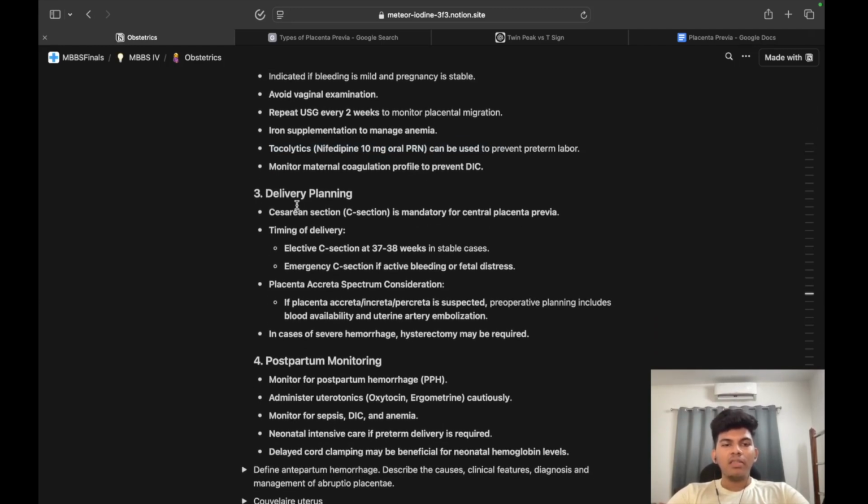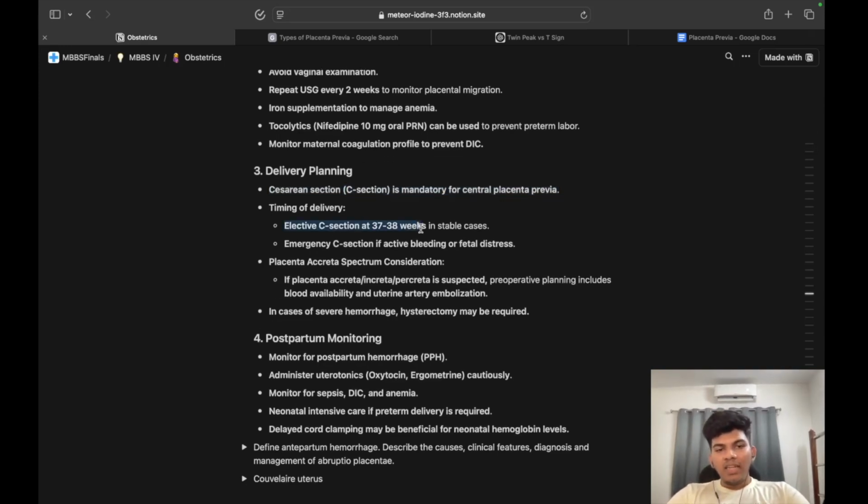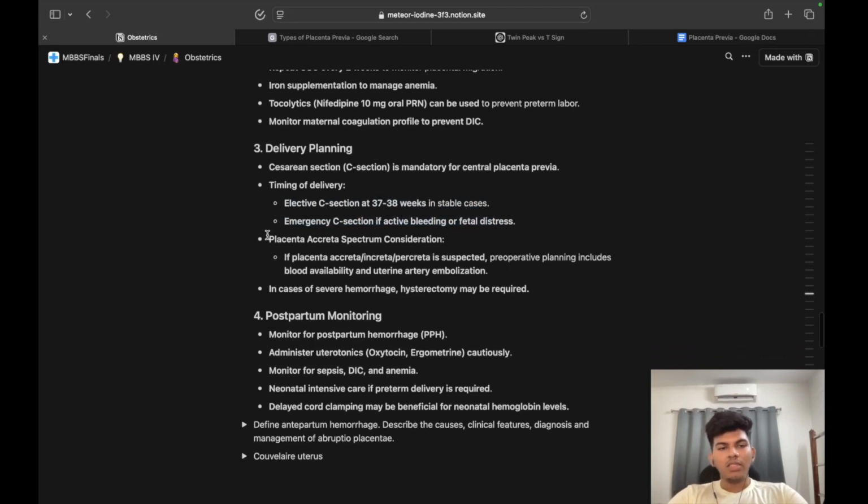Coming to delivery planning, cesarean section is mandatory for central placenta previa. So, we know the baby can't come out because the exit is blocked, so you create a new exit. Timing: elective C-section at 37 to 38 weeks in stable cases, emergency C-section if active bleeding or fetal distress.